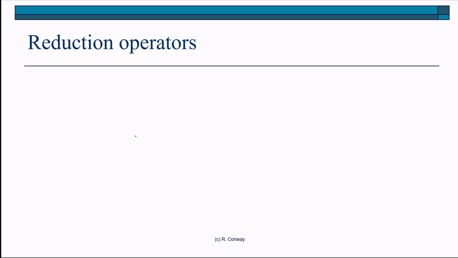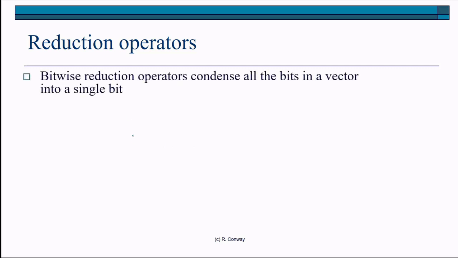Next, we'll look at the reduction operators. In Verilog, the reduction operators are used to condense all the bits in a vector into a single bit. Here are 4 of the reduction operators. The first thing you'll notice is that they use the same operator that we've seen previously for the AND, OR, exclusive OR, and exclusive NOR.